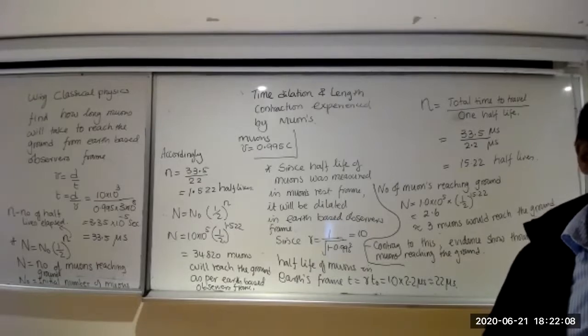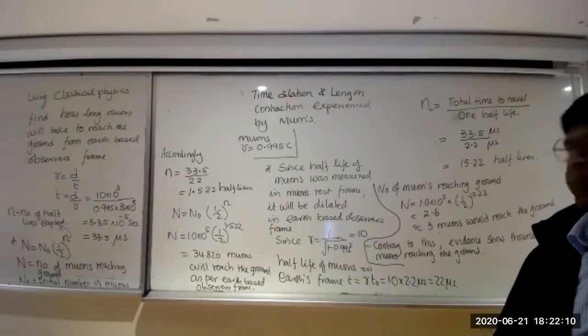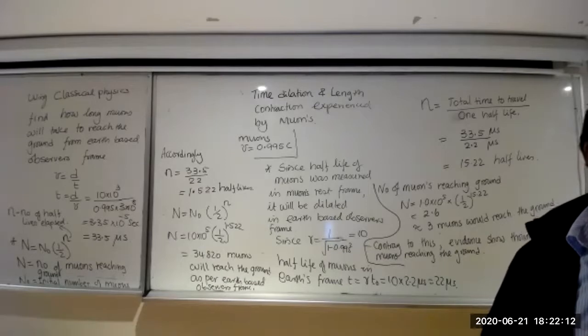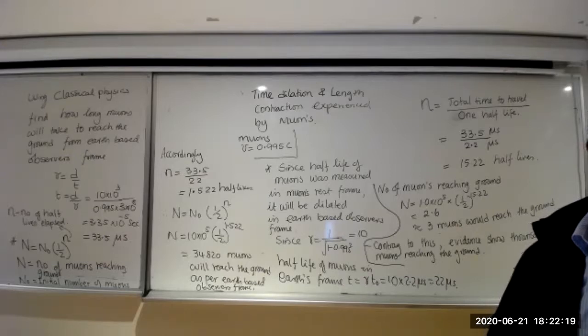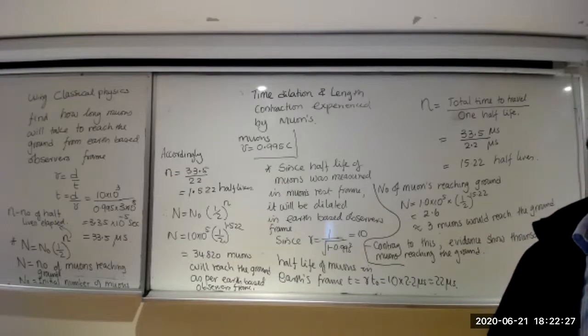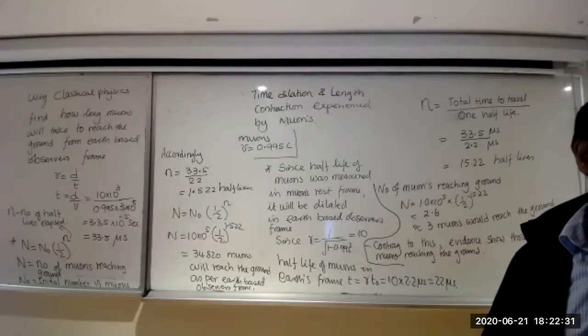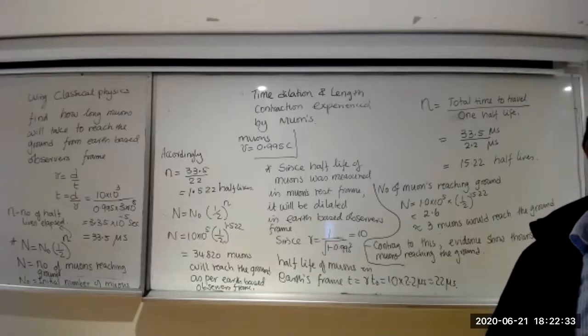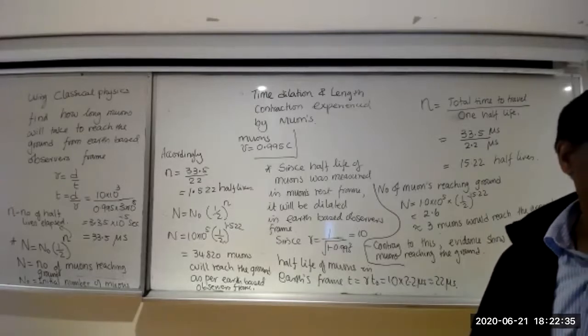Yeah. We can apply time dilation from the Earth-based observer's point of view. Then if that many muons come to the ground, you should be able to justify the same thing from the muons' point of view as well. The muon would be seeing that many muons come to the ground. How do you justify from the muons' point of view?